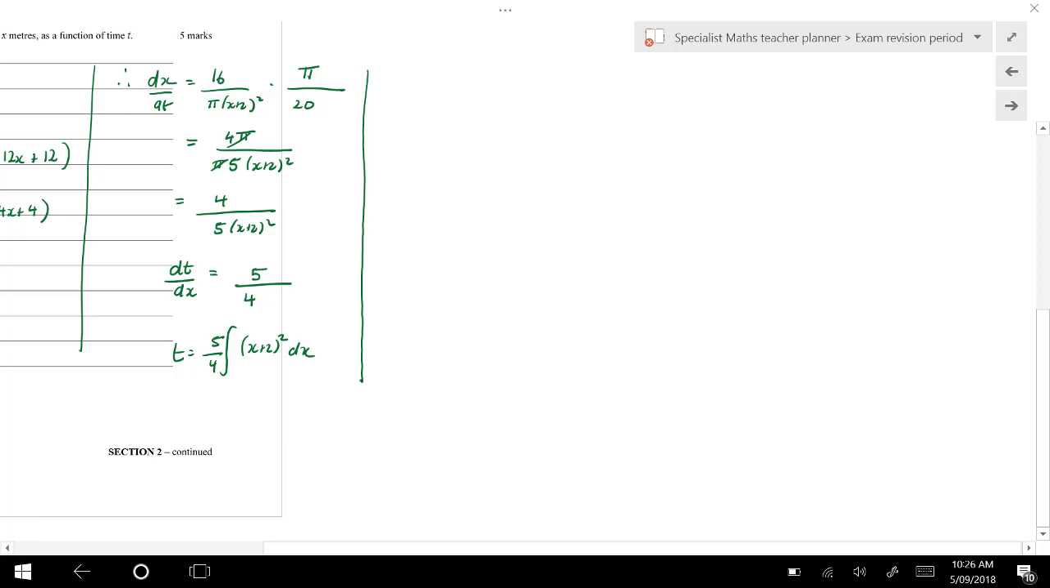Now, do it in your calculator, but you should realise that t is equal to, we've got to raise the power by 1, so cubed, and divide through by that power, and times by 5 over 4, and the derivative. That's it, isn't it? But we've got plus c. So therefore that's 5 on 12, x plus 2 cubed, plus c is time.